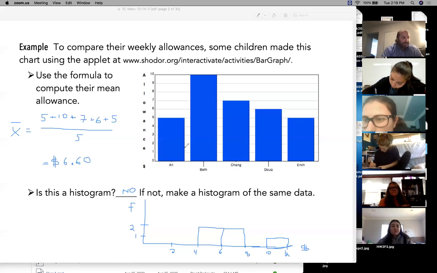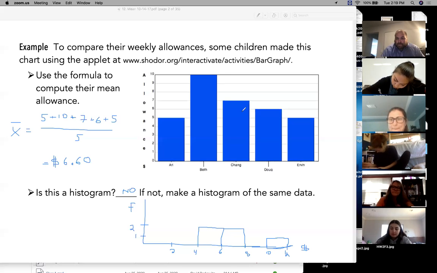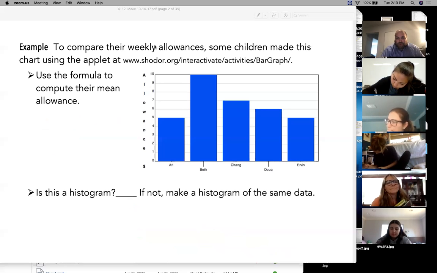Hold on. Next to the 10, is that a 12 on the bottom? Yeah, 2, 4, 6, 8, 10, 12. All right, so let's scroll down.